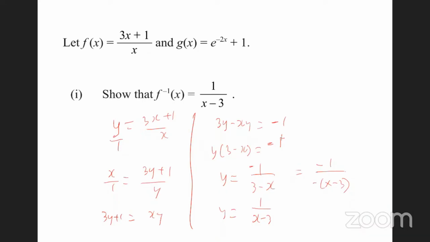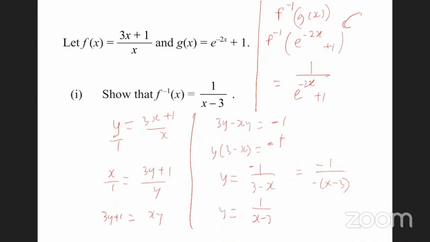That's okay. The next one is a composite function. Real easy. You want f inverse of g of x. So the first thing you do is write what g of x is. G of x is e to the minus 2x plus 1. So all we're going to do is plug this into f inverse. So that'll be 1 over e to the minus 2x plus 1 minus 3. So the answer is 1 over e to the minus 2x minus 2. So all you're doing is just plugging e to the minus 2x plus 1 into f inverse.